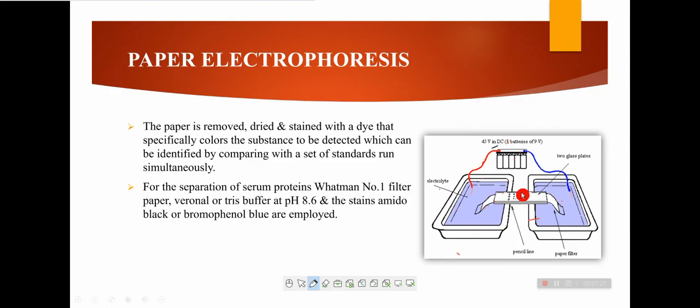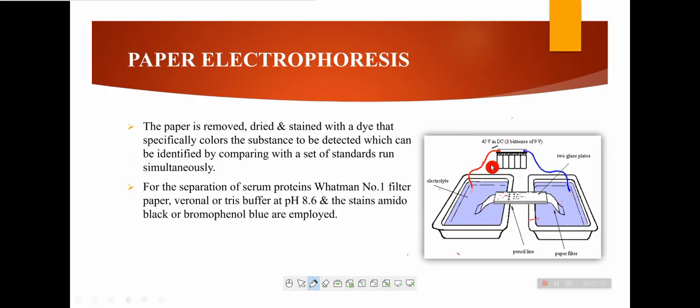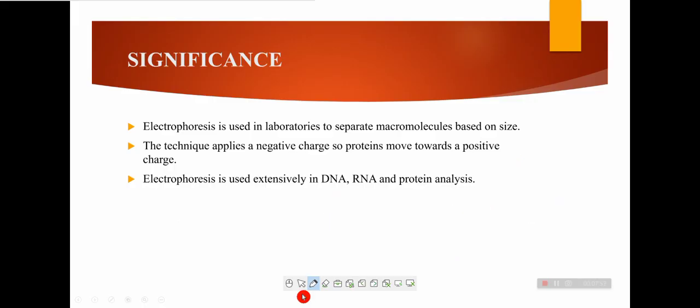So now what will happen? The compounds or molecules present in the sample will move in the presence of the electric field as per the size or their affinity or the shape of the particle. For the separation of serum proteins, Whatman number 1 filter paper is used and a buffer is used which has a pH of 8.6. The stains amido black or bromophenol blue are used for this purpose.